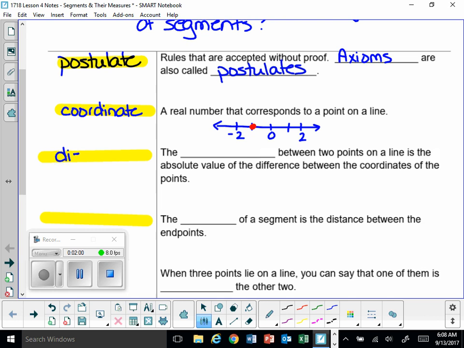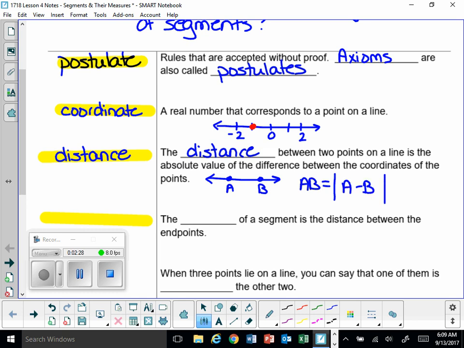Distance. We learned the distance formula last class, but this is the definition of distance. The distance between any 2 points on a line. So let's draw a line. We're going to have A and B. So the distance between A and B, remember there's no bar when we're talking about a measurement, is the absolute value of the difference between the coordinates.